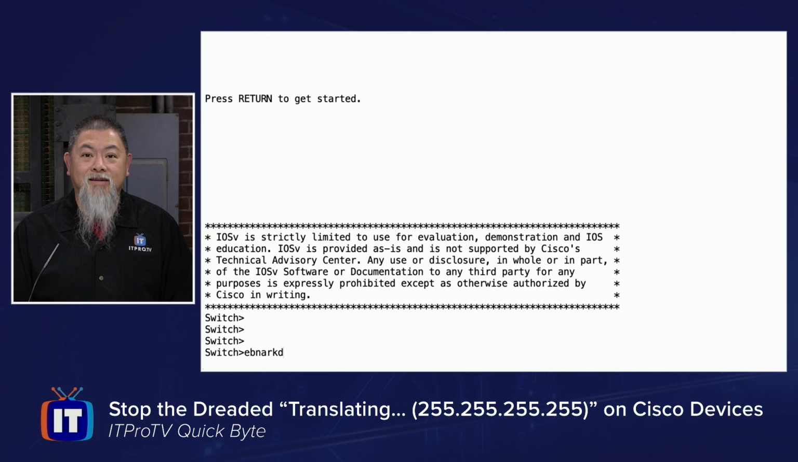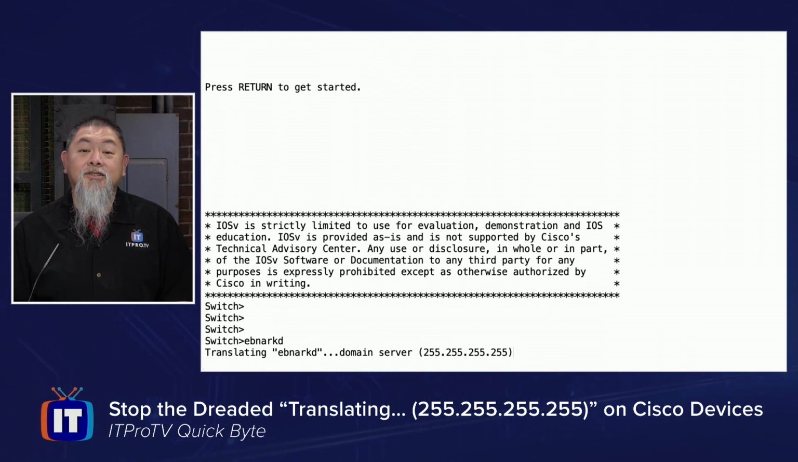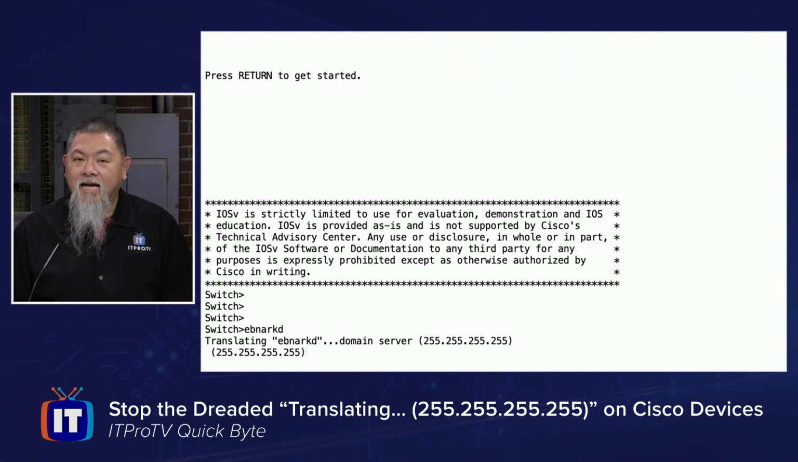So let's say I was trying to type in enable and I just mistyped it, and then it slows down, and in just a few seconds here you start seeing that it tells you it's translating, it's going to show the broadcast address, and it's going to say domain server, and then it's going to do it again. And it's going to take a long time for it to actually come back up. You may not know exactly how to stop that, but let me show you how to do that.